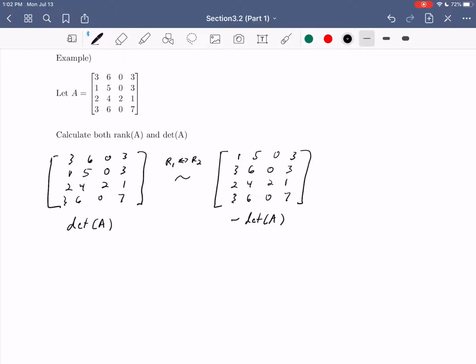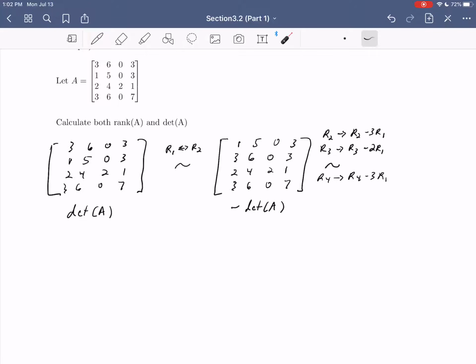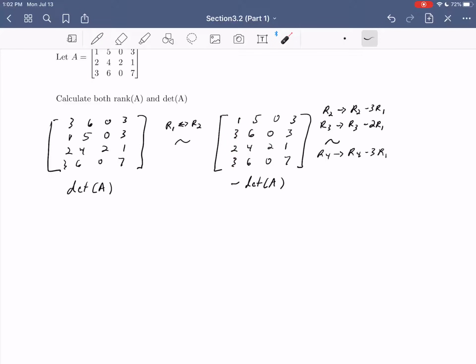Okay, now we can do another sort of operation here. Let's go ahead and do 3 operations. Let's take R2 and replace it with R2 minus 3 row 1. Let's take R3 and replace it with row 3 minus 2 row 1. And let's take R4 and replace it with R4 minus 3 row 1. So in other words, I'm going to use my leading 1 to clear out everything below it.